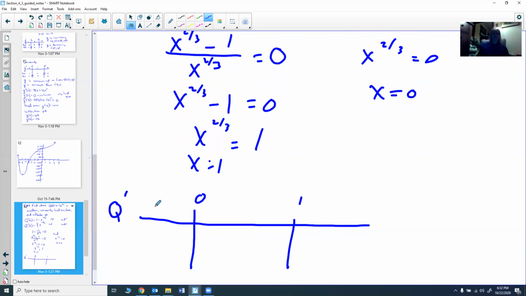Then I happen to have x to the 2/3 minus 1. That's one factor, and x to the 2/3 was my other factor. So x to the 2/3 minus 1 was 0 at 1. If you take a number less than 1, like 0, you're going to get a negative number. If you take a number bigger than 1, like, I don't know, 8, you're going to get a positive number.